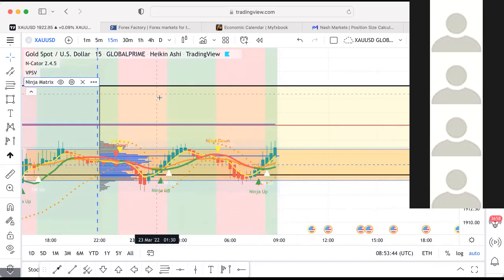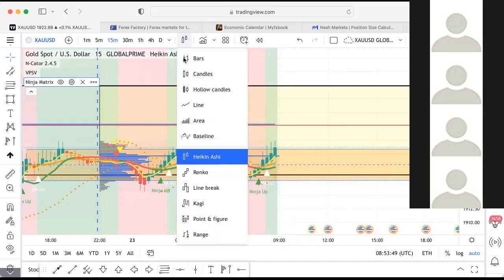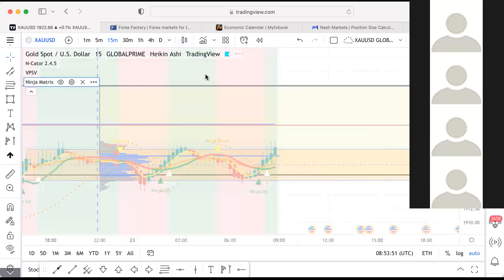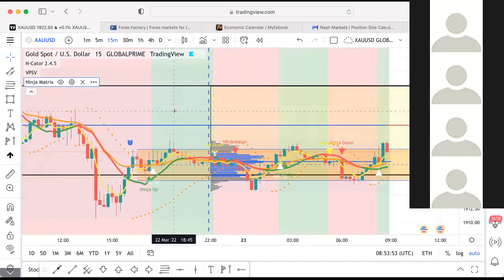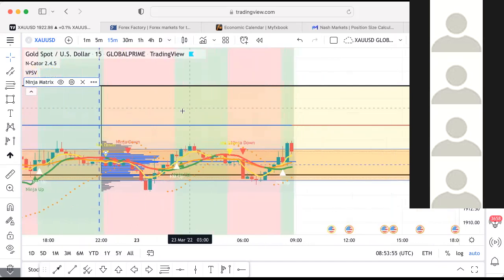I'll remember to take off the Heikin Ashi candles. I was reminded yesterday, I keep forgetting to do that. So here we are, we're back on normal candles.